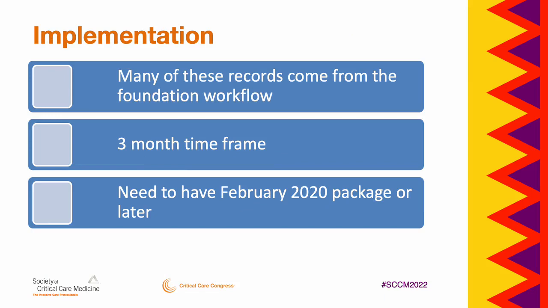So one of the biggest questions, obviously, with this is how to implement. Thankfully, many of these records come from the foundation workflow. So most of your time is actually spent putting the existing records into your existing departments and profiles. It really takes about 3 months: 1 month for key decisions, 1 month to build, and 1 month to train and test it. One important caveat is you need to have the February 2020 package or later to make this work.